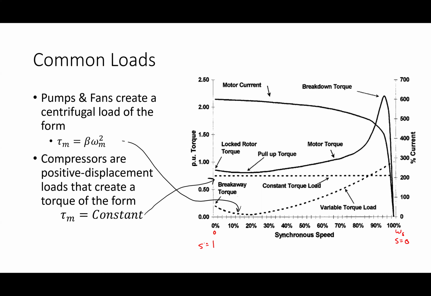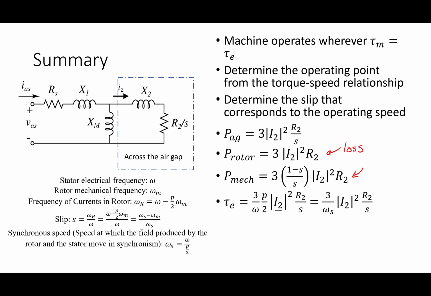What's my torque at 100% speed? This is my torque curve here. What's my torque at 100% speed? 0. Now, why does that make sense in terms of this circuit? At 100% speed, my slip is 0. So how much current is flowing over here in this side of the circuit? None, because the resistance is infinite. I've got an open circuit over there, right?